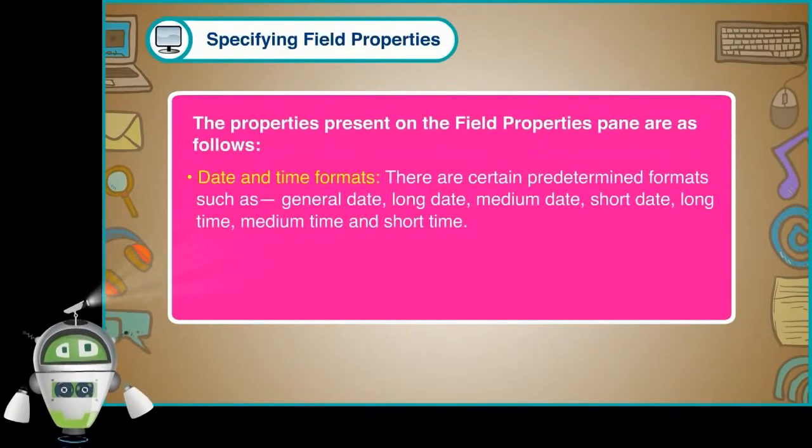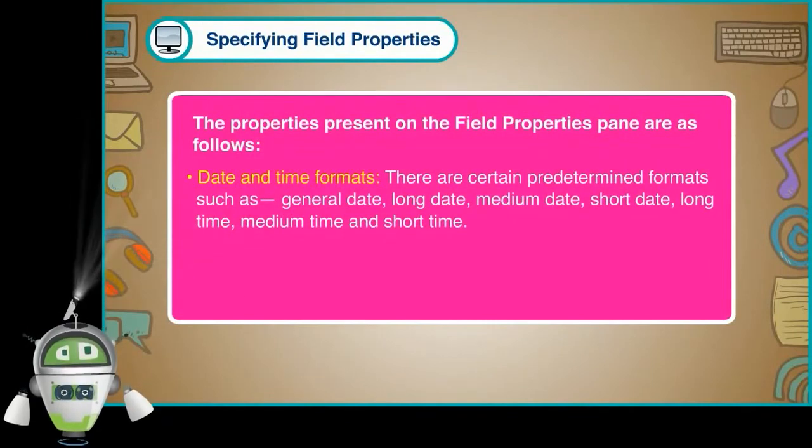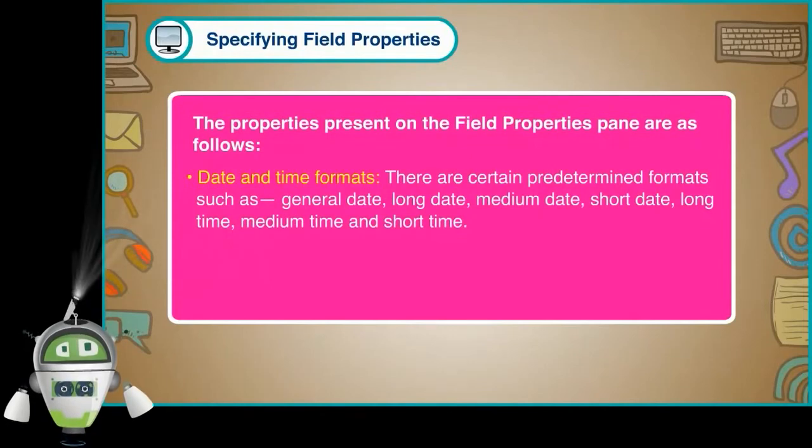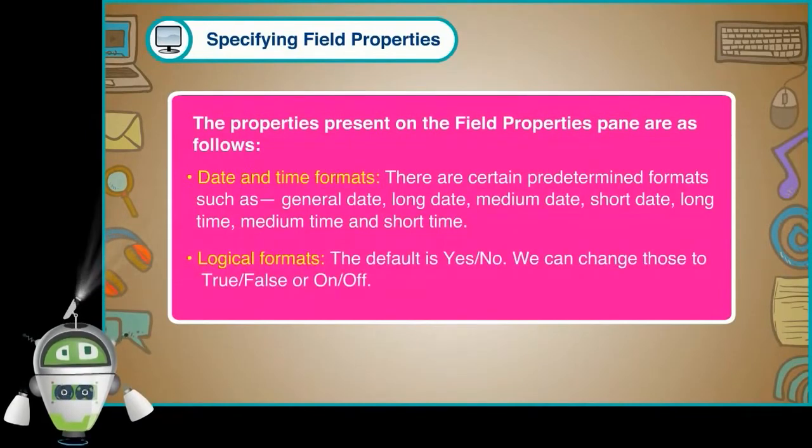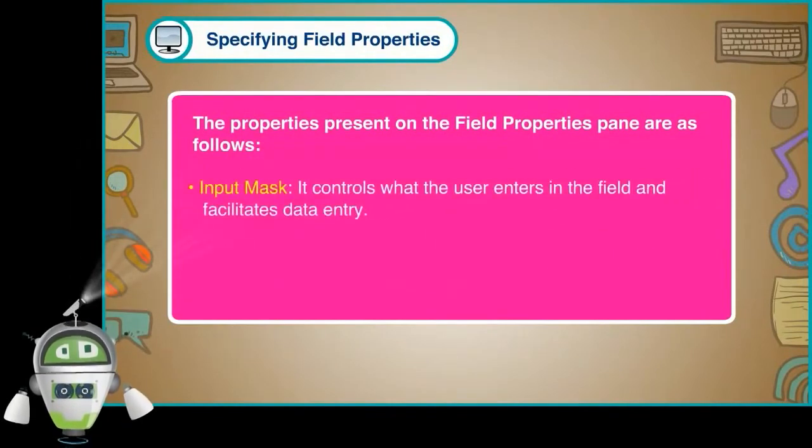There are certain predetermined formats such as general date, long date, medium date, short date, long time, medium time, and short time. Logical formats: the default is yes and no. We can change those to true, false, or on or off. Input mask controls what the user enters in the field and facilitates data entry.